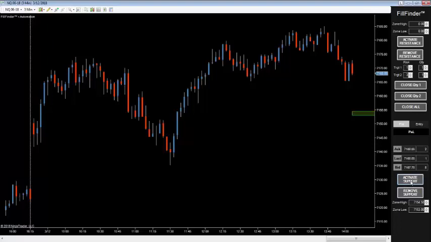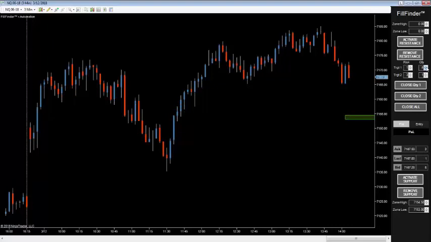I'm going to activate support, and now we're going to go up. I'm going to select the quantity. As you know from prior videos, larger quantity at the smaller initial profit objective, and then smaller quantity at the larger secondary profit objective. Larger quantity for the smaller target, smaller quantity for the larger target.